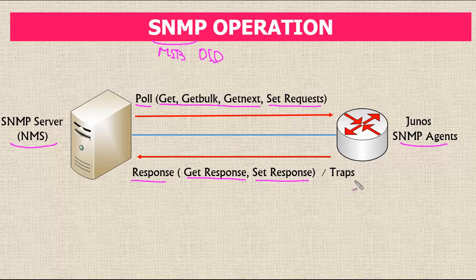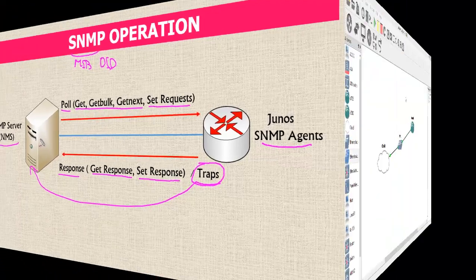But in critical situations, for example, an interface goes down, the SNMP agent on the device does not wait for the next poll and immediately sends information about the event through traps to the SNMP server. And in this way, the SNMP server is informed about critical situations in the network immediately. And you are behind this SNMP server, you are informed about these critical situations and you have to react to them. This is the operation of SNMP.